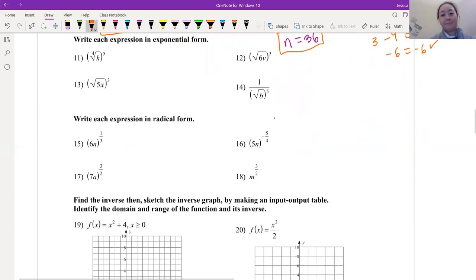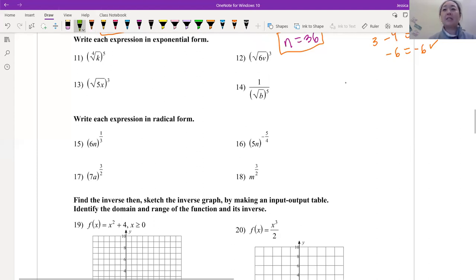So now let's try this out. This one is just writing from exponential form to radical form or radical form to exponential form. That's from 11 through 18. So these ones, again, they take no extra calculations. You're just rewriting it. That's all we're doing. So it's like changing a fraction to a decimal or a decimal to a fraction. You're just rewriting the way it looks. It's not actually anything different.